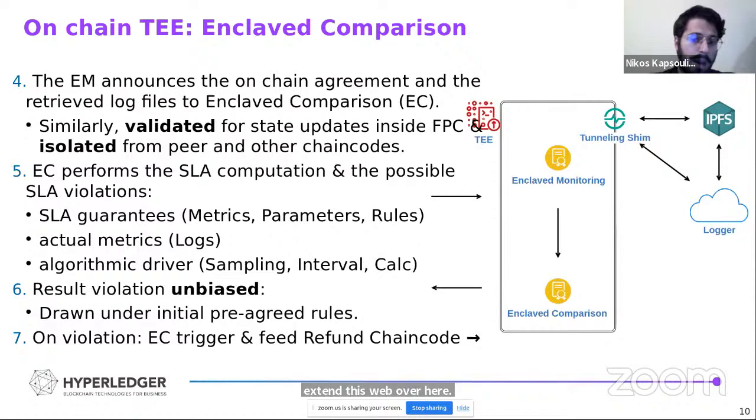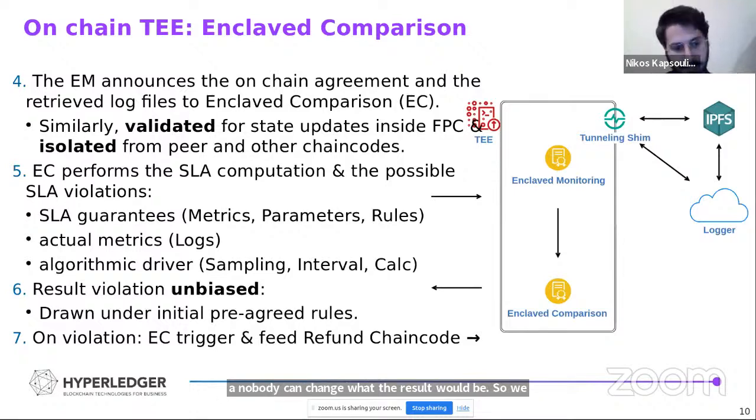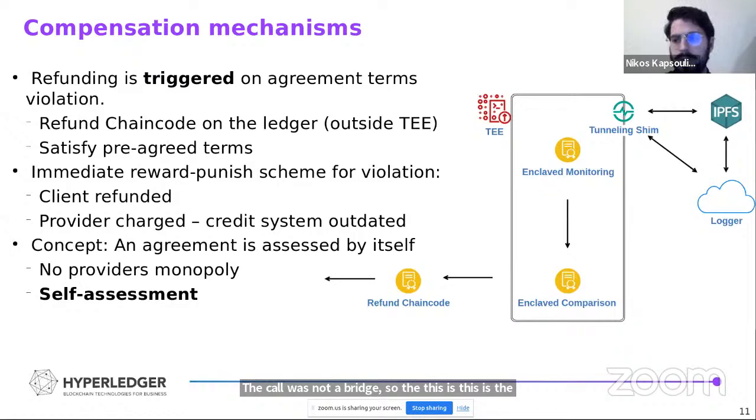So I was saying about the enclave, the computation inside the trusted execution environment. And of course, the computation results are unbiased in the sense that nobody can change what the result would be. So we have a fair computation of the contract, whether it was breached or not. So this is the output of the evaluation step, leading to the compensation actually.